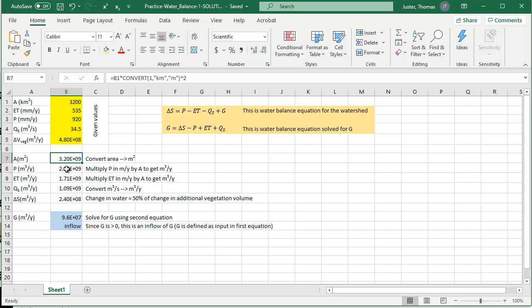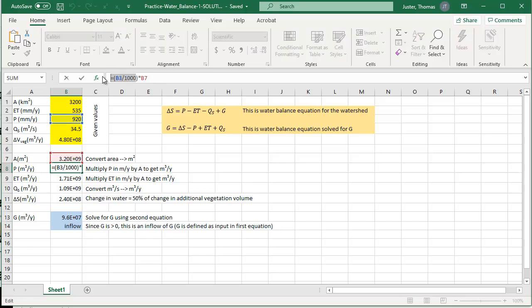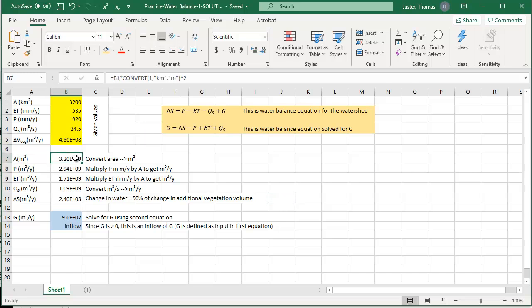So for example, for precipitation, if you look at my equation here, I take the rate in millimeters per year and I divide it by 1,000 to create meters per year, and then I multiply that times the value in B7, which is once again the area. So I'm taking the rate in meters per year and multiplying by the area, and I get the precipitation flux in cubic meters per year, and that's shown here in cell B8. I do exactly the same thing for evapotranspiration in cell B9, again converting to meters per year and multiplying by the area of the watershed.